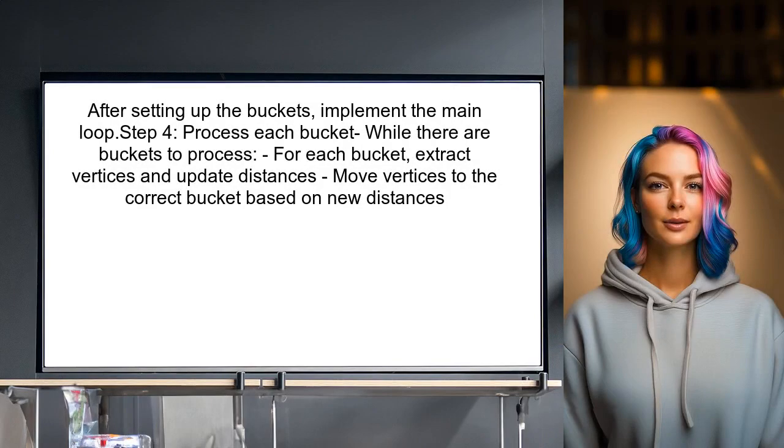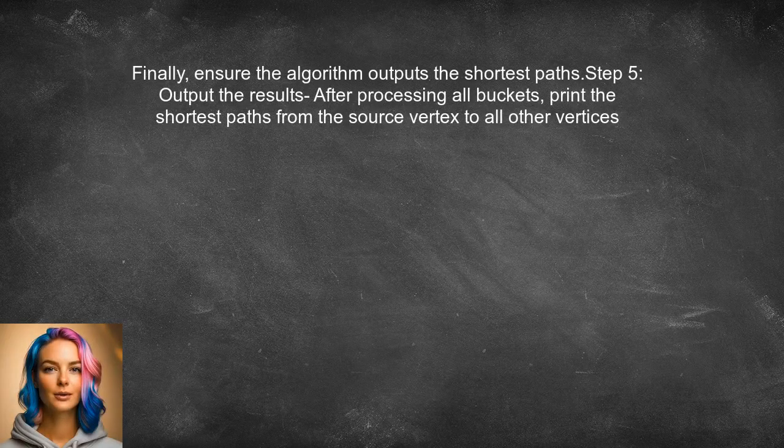After setting up the buckets, the user should implement the main loop of the modified algorithm. This loop will process each bucket in order, updating distances and moving vertices to the appropriate buckets. Finally, the user should ensure that the algorithm correctly outputs the shortest paths from the source vertex to all other vertices in the graph. This will complete the modification of Dijkstra's algorithm.